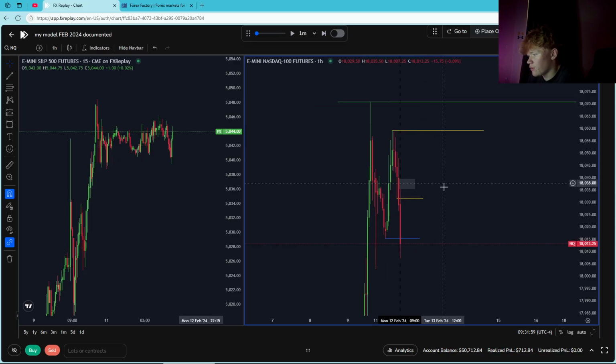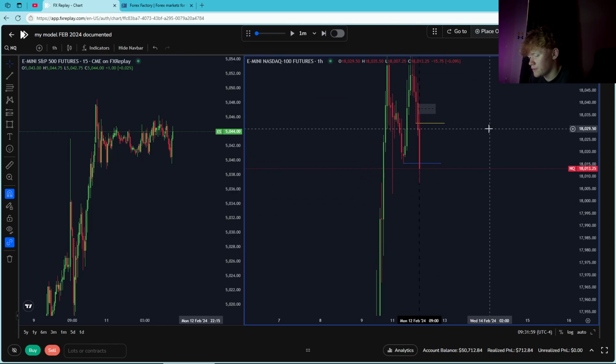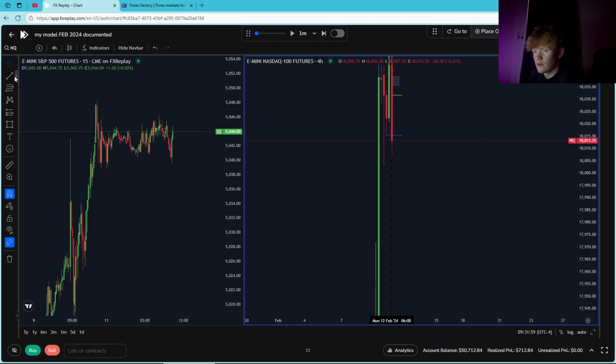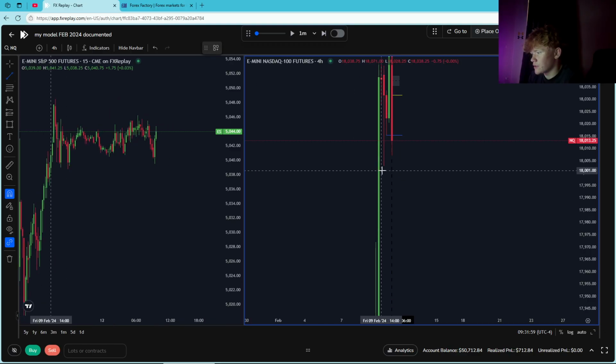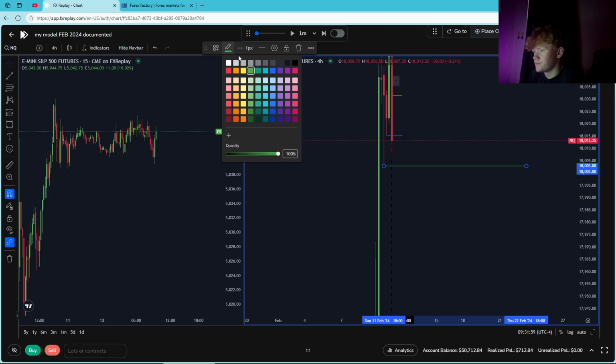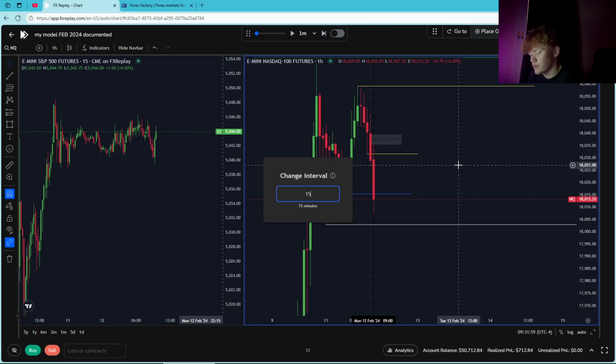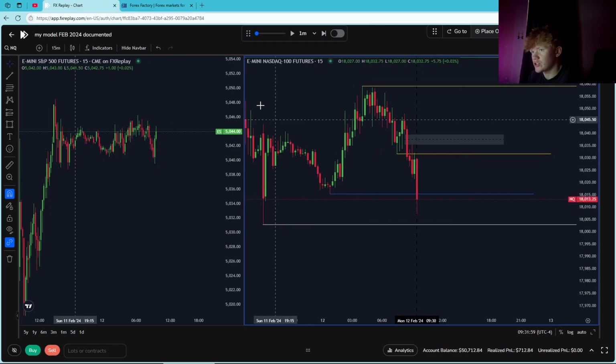So let's go to the hourly. Also really not much besides once we get down to this low, then we can start looking at the higher time frames. But so far, nothing much.